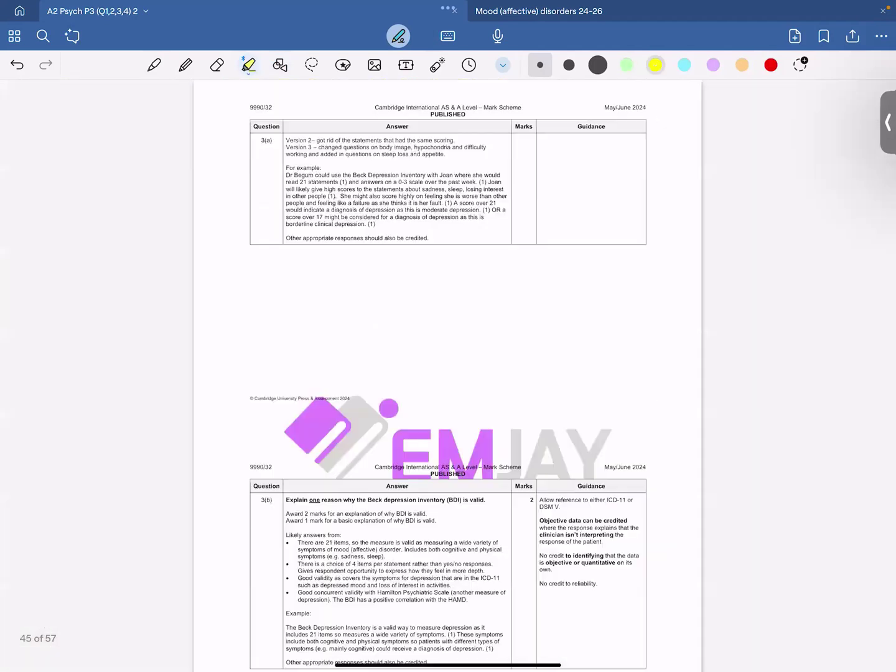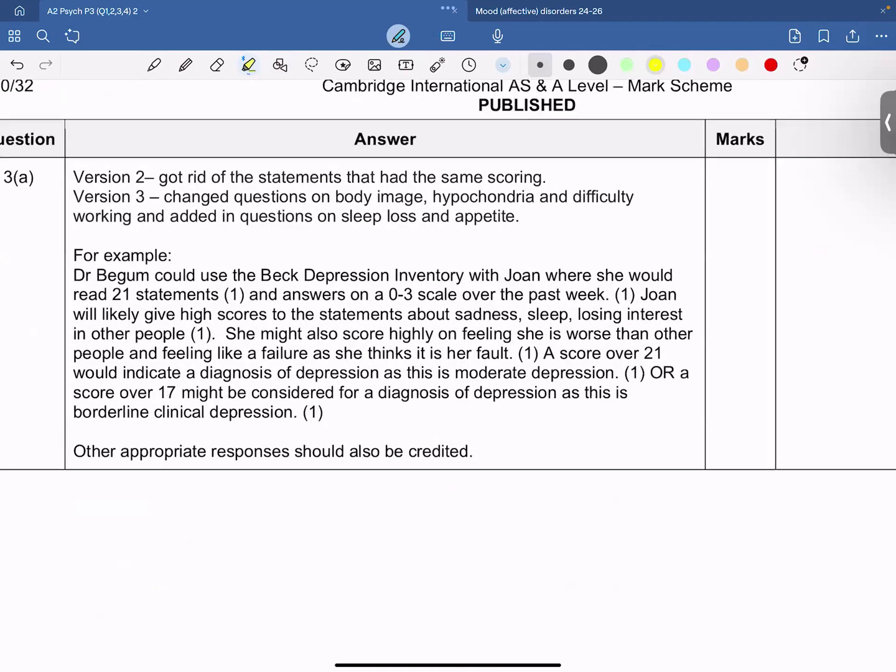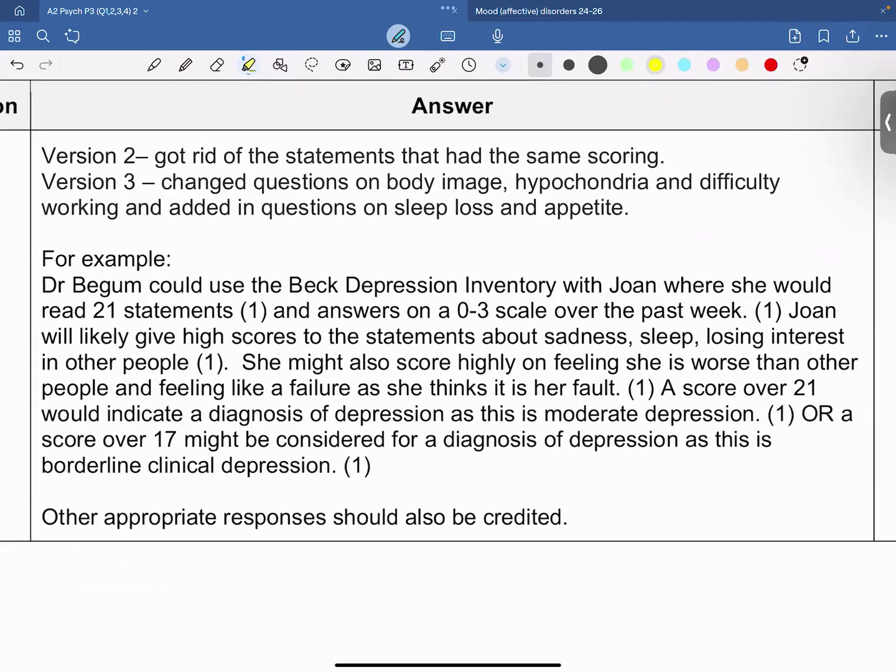if we talk about another version to this, so this just adds on to the validity. This is continuously being updated. Version 2 got rid of the statements that had the same scoring. Version 3 changed questions on body image, hypochondria, and difficulty working, and added in questions on sleep loss and appetite. Body image, you know what it is. Hypochondriacs are people who feel they're sick even when they're not, which consequently results in them visiting doctors a lot. Difficulty in terms of working, maybe concentration, and added in questions that had to do with sleep loss and appetite.